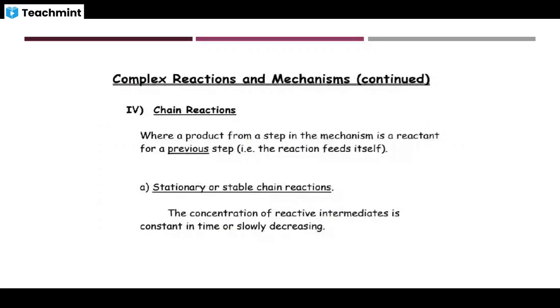Complex reactions and mechanisms. Chain reaction: a product from a step in the mechanism is a reactant for a previous step. That is a chain reaction because the reaction feeds its own step. Stationary or stable chain reaction: the concentration of the reactive intermediate is constant in time or slowly decreasing.